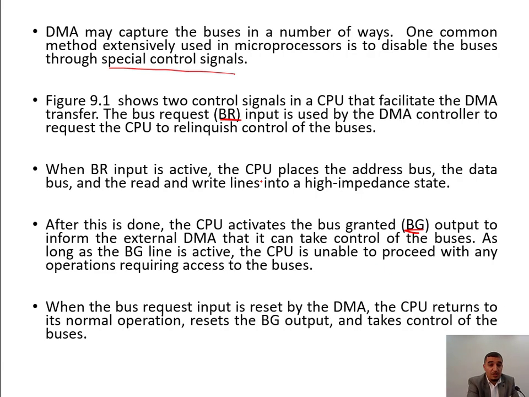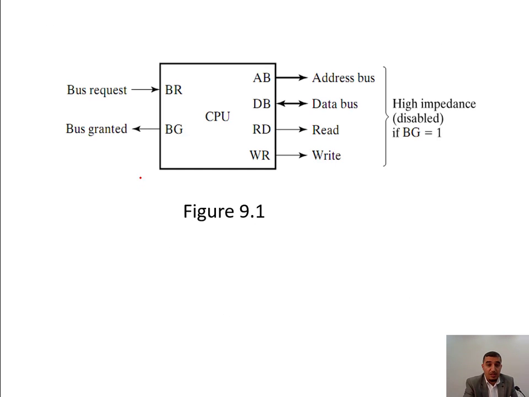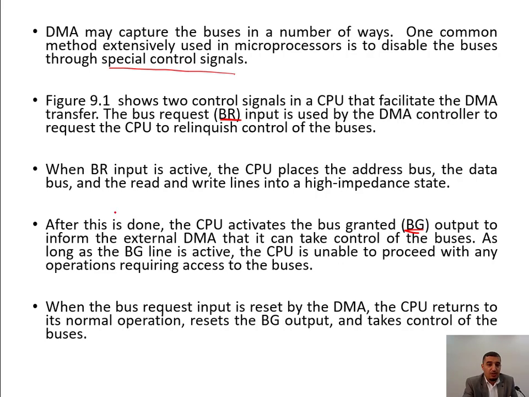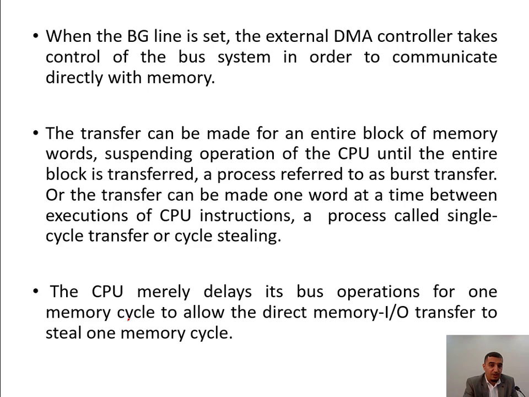The bus request and the bus granted will be used to control the devices. As you can see here, this is the CPU and these are the signals. The DMA will send a bus request to the CPU, and if the CPU is not using the data bus or the address bus, it will send a bus granted back to the requesting device. When the bus request input is reset by the DMA, the CPU returns to its normal operation. When the bus granted line is set, the internal DMA controller takes control of the system bus in order to communicate directly with the memory.